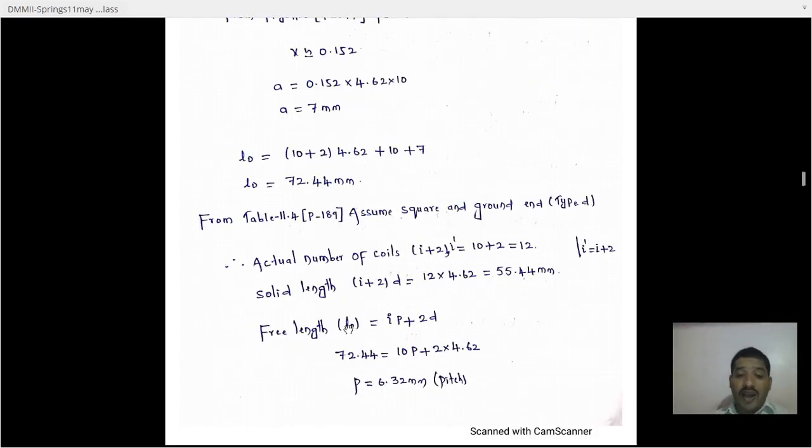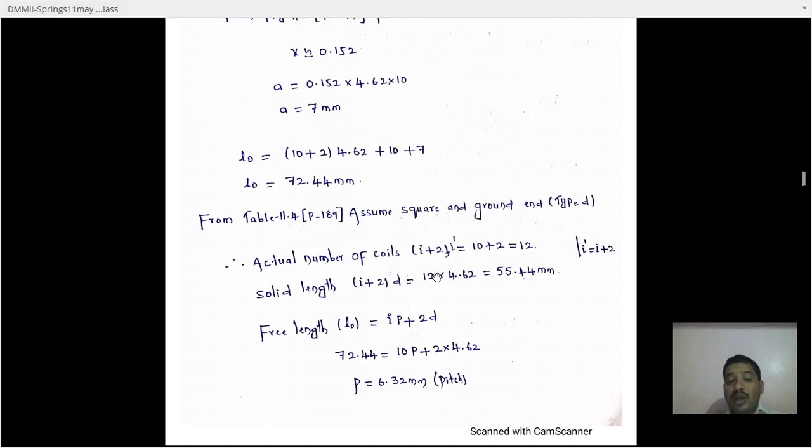After getting the value of 72.44 mm, we have to find out the actual number of coils, as well as the free length. The main intention is that we need to find out the value of the pitch of the spring. So after getting the value of L0 as 72.44 mm, first of all you have to refer to table number 11.4, page number 189. Assume square and ground ends, type D, you have to assume.